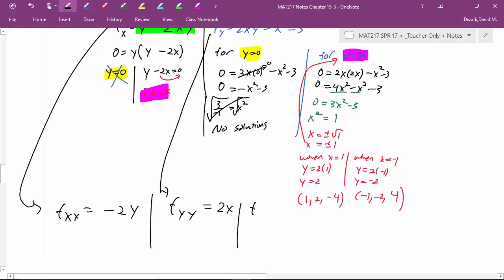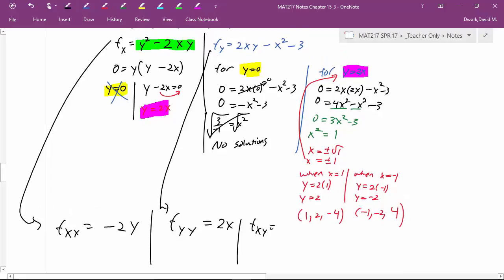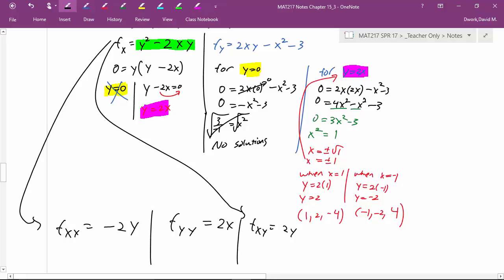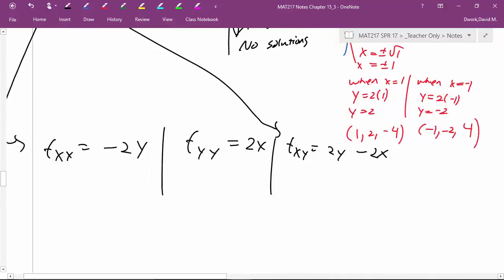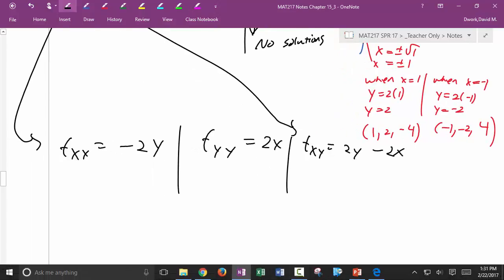Okay, now I need the derivative with respect to x then y, or y then x. That doesn't really matter, so I'll just do it from this one. So now the derivative of this with respect to y results in 2y minus 2x. Okay, now I need to take these equations and use them in the second derivative test.